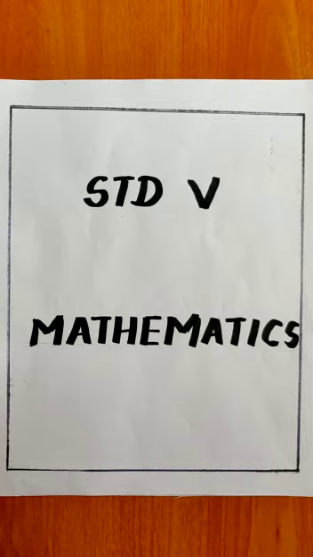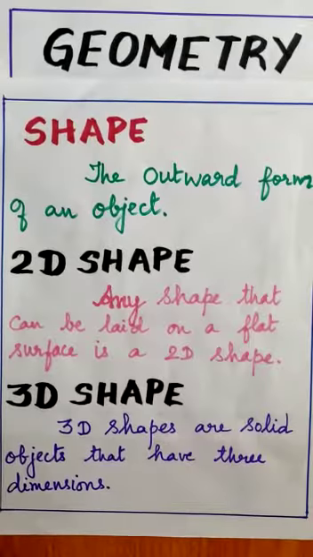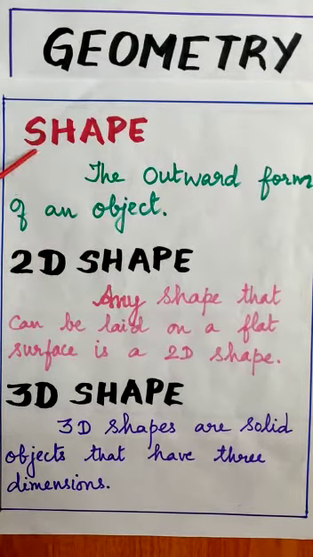In our previous class, we had learnt about shapes, the types of shapes and their properties. Yes, what is shape? The outward form of an object is known as shape. And the two types of shapes are 2D shape and 3D shape.